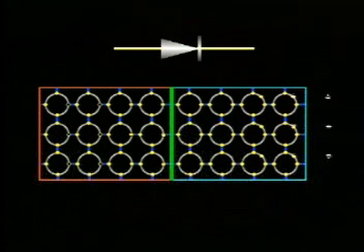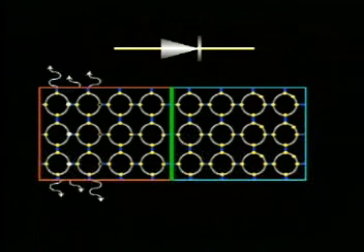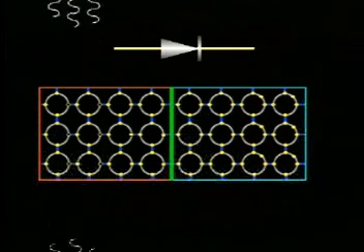When electrons recombine with holes in an LED or laser, photons are produced at wavelengths depending on the band gap of the material.